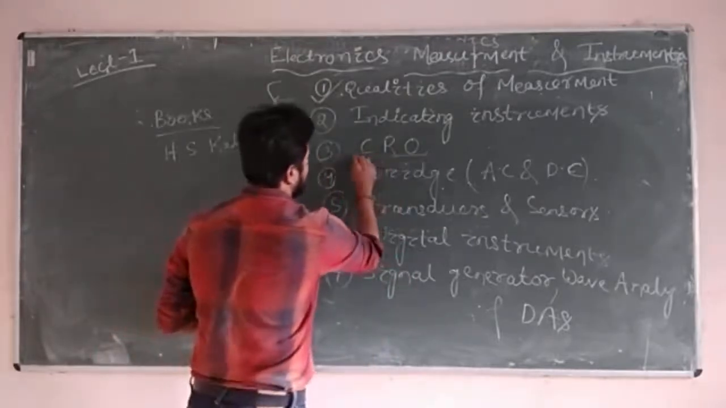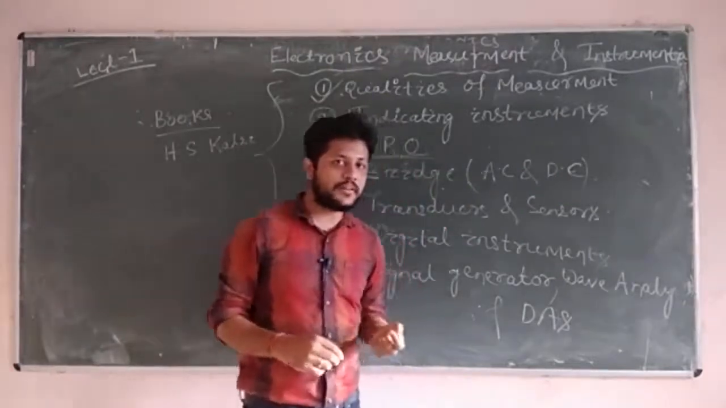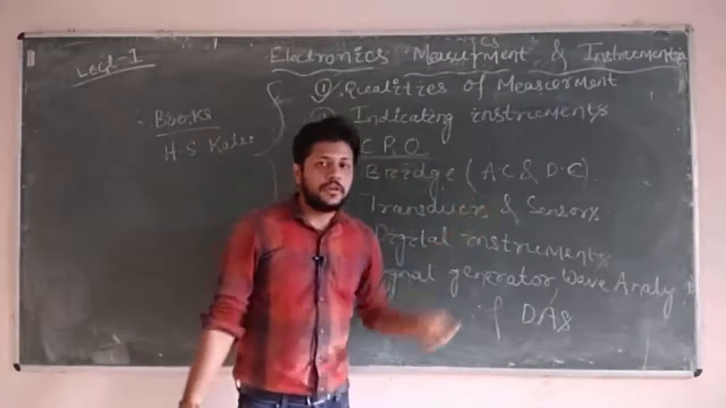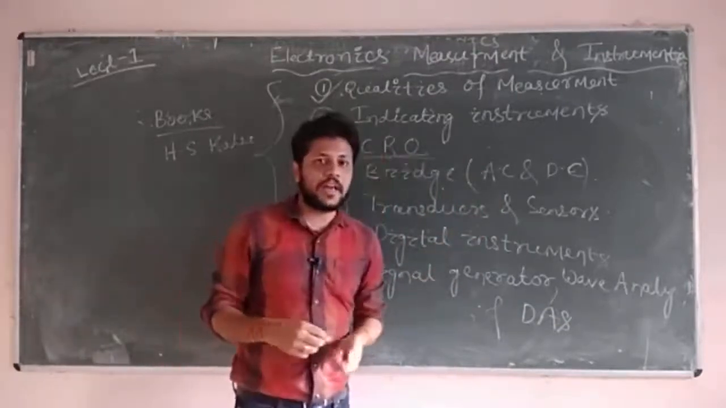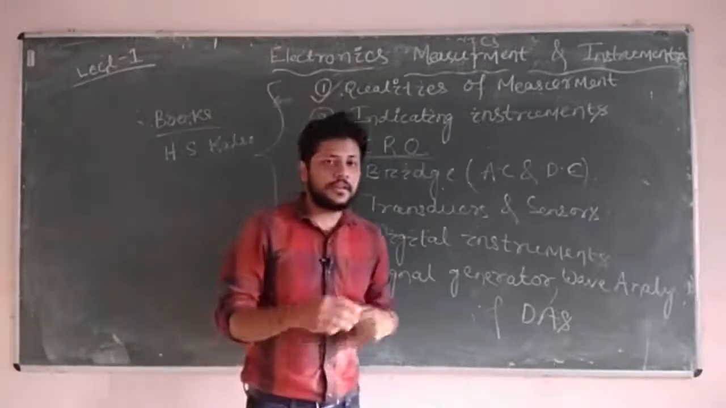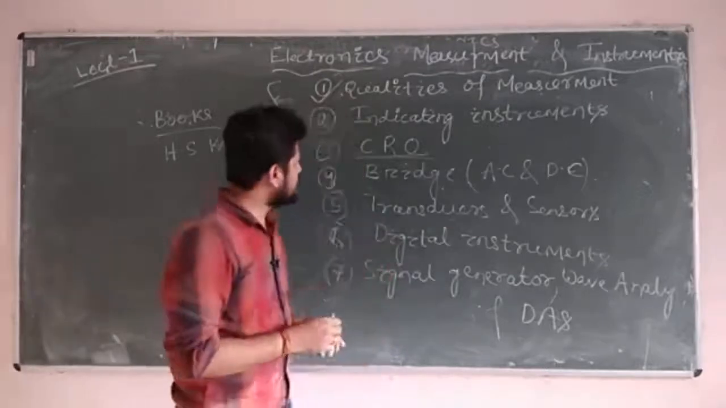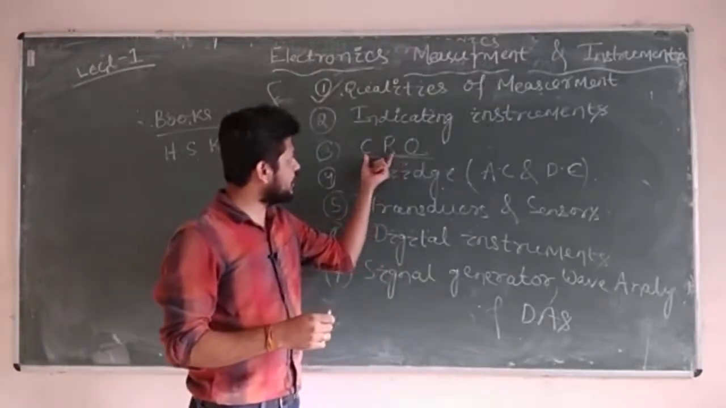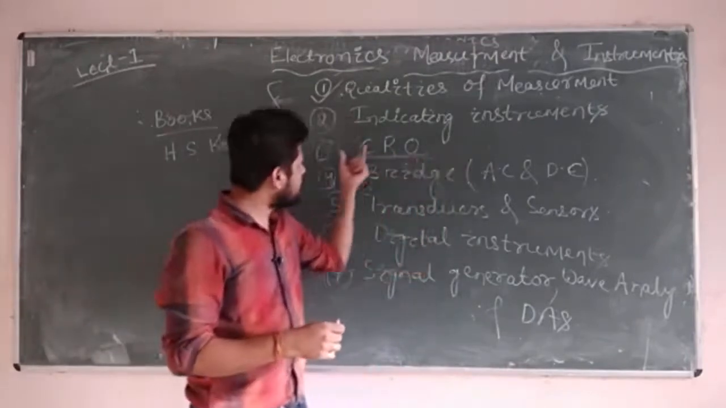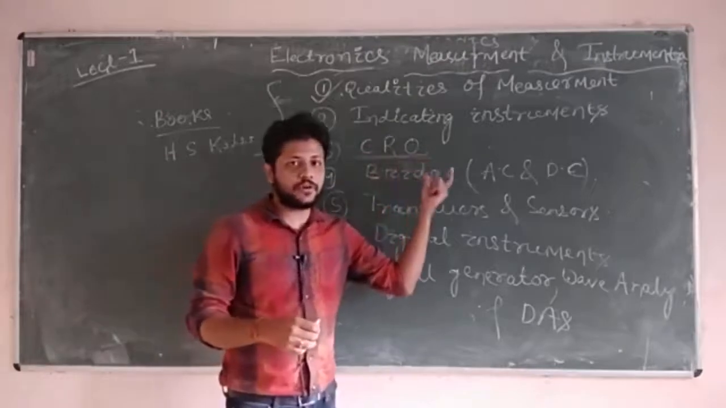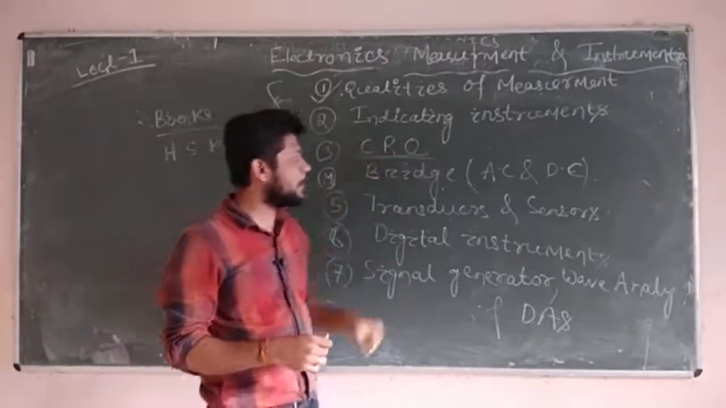Then we have the CRO. This is very important with respect to our electronics branch, where any kind of wave we are going to extensively use this device in our lab for plotting any graph or studying about any wave. So this is one of the very important instruments which we will use even after in industry also. We are going to use this device, that is your cathode ray oscilloscope. We will discuss about this extensively in the third module, that is your CRO.